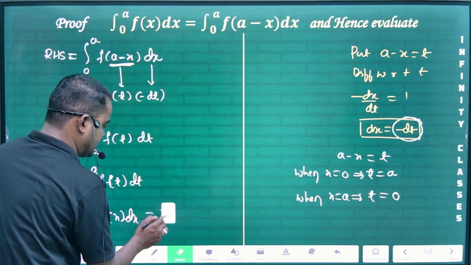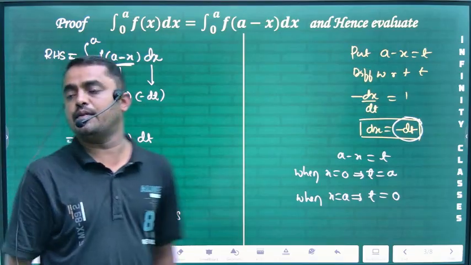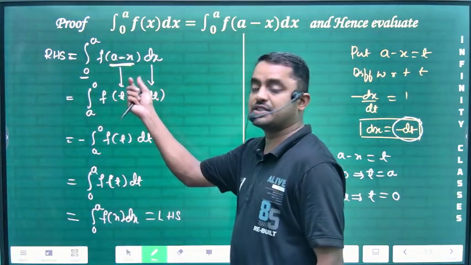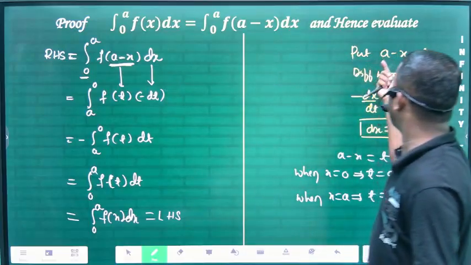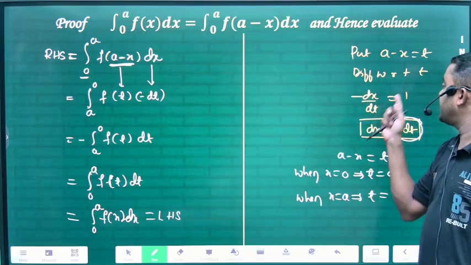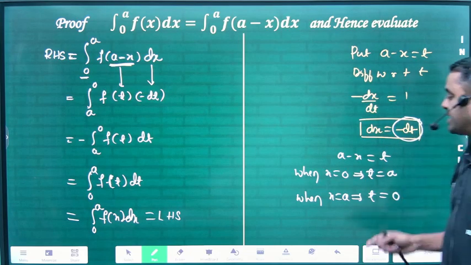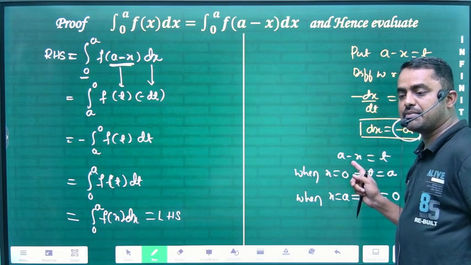That is equal to LHS. See here what I did: first take the substitution. a minus x is equal to t. Differentiate: the derivative of a is 0, so minus dx by dt, and the derivative of t with respect to t is 1. Solve for dx: dx is equal to minus dt. Once again, a minus x is equal to t.